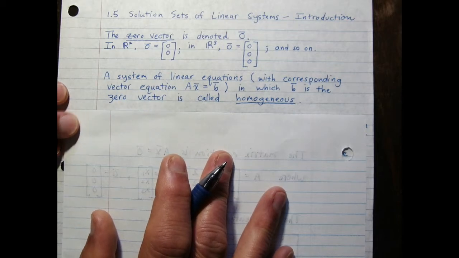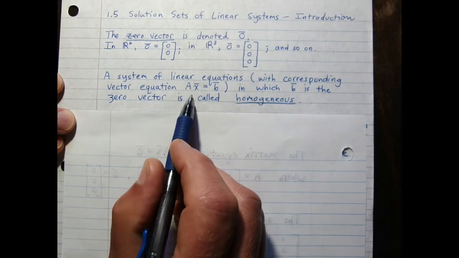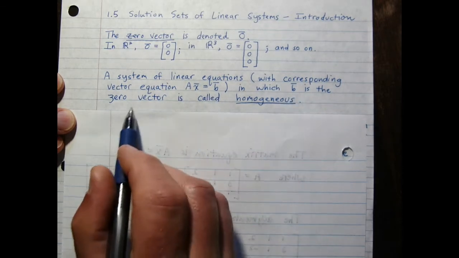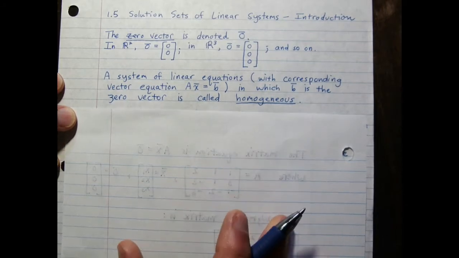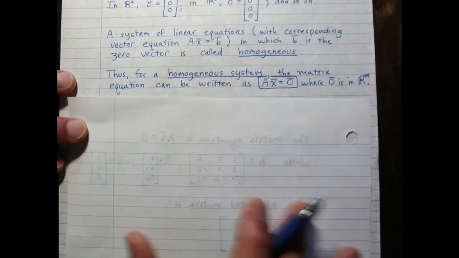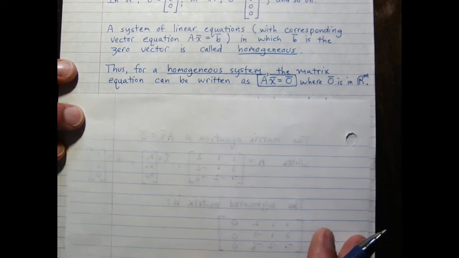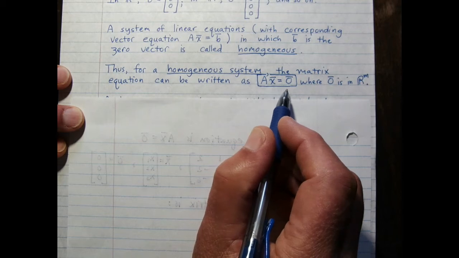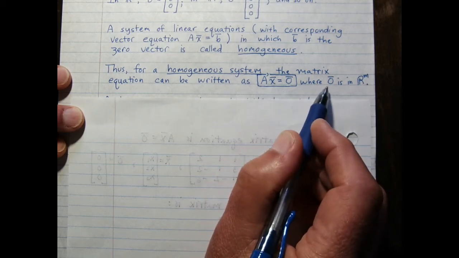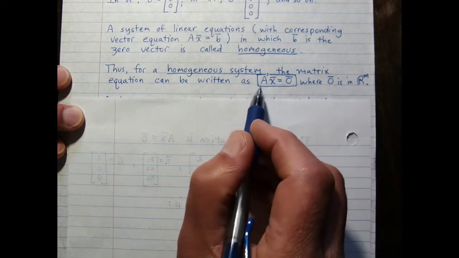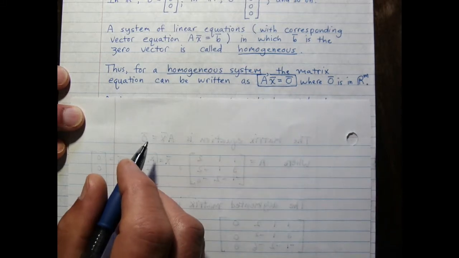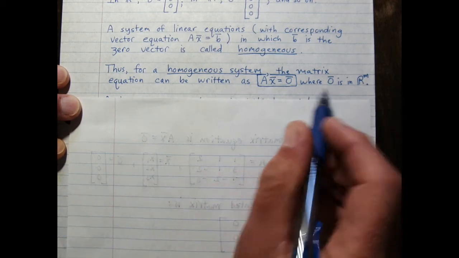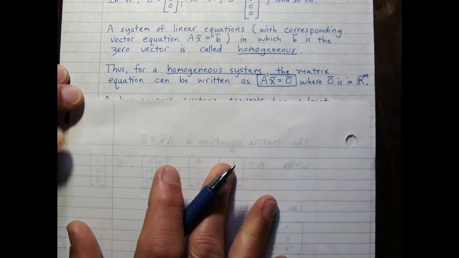A system of linear equations with corresponding vector equation Ax equals b, in which b is the zero vector, is called homogeneous. Thus, for a homogeneous system, the matrix equation can be written as Ax equals 0, where 0 is in Rm. That's assuming that A is an n by m matrix. So if A has m columns, this 0 is in Rm.